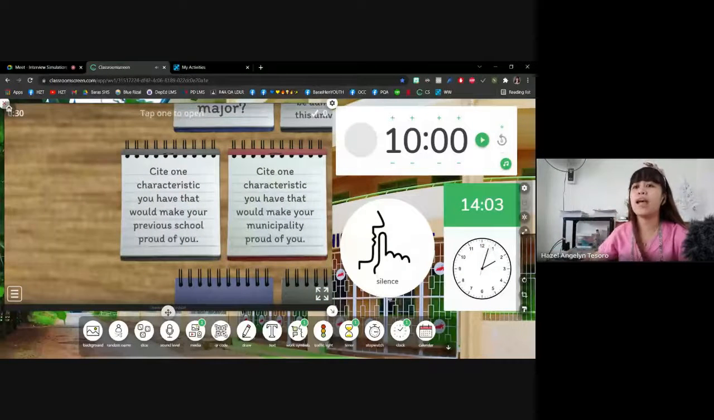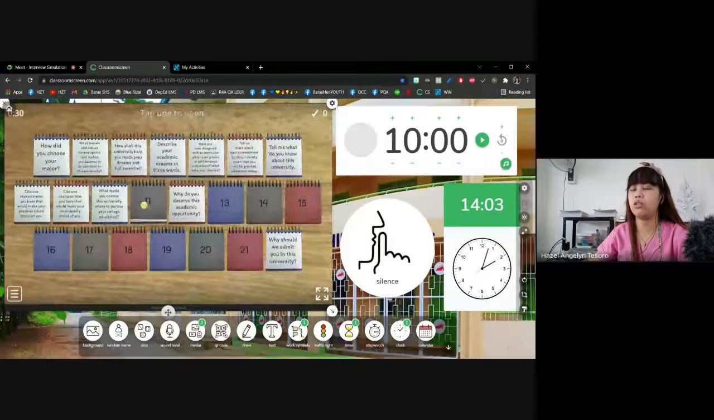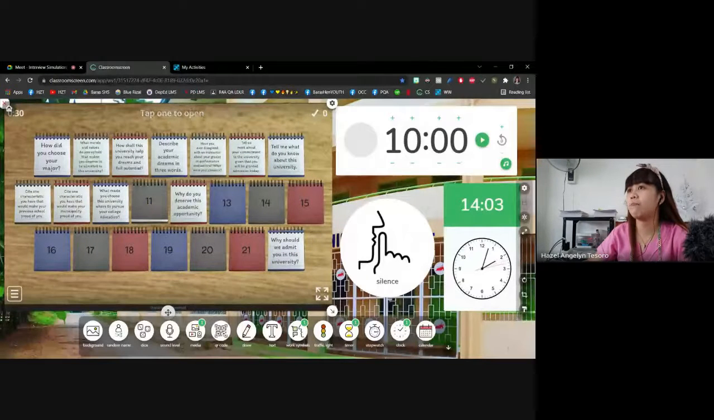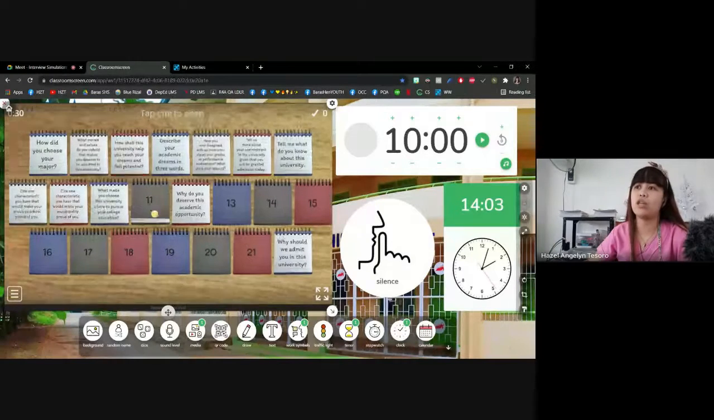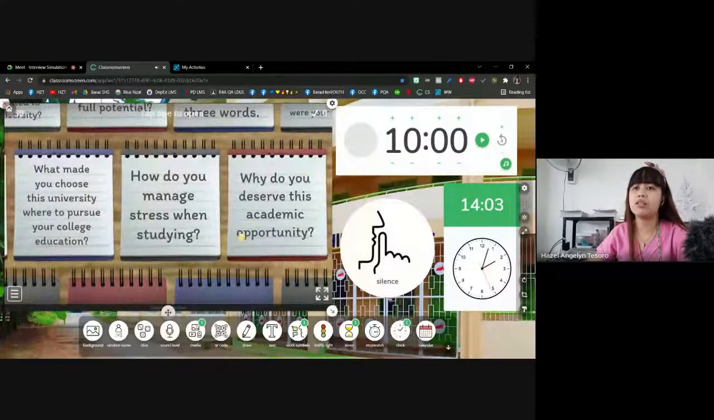Cite one characteristic that you have that would make your previous school proud of you. Okay, syempre you need, halimbawa if you're applying for college, you need sometimes to write a letter of recommendation, or your previous professors or people who know you would need to write you a letter of recommendation para ma-in ka sa university mo. Most especially if that university is a prestigious one like UP, PNU, LaSalle, Ateneo, UST. I just don't know sa ibang universities.